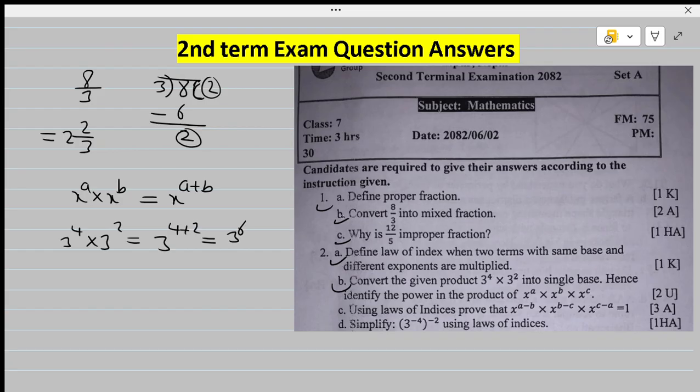And now, hence, identify the power in the product of x power a into x power b into x power c. So when these terms x power a, x power b and x power c are getting multiplied, their powers you have to add. That's it. So it's up to number B. Okay, let's get this explained, next number.